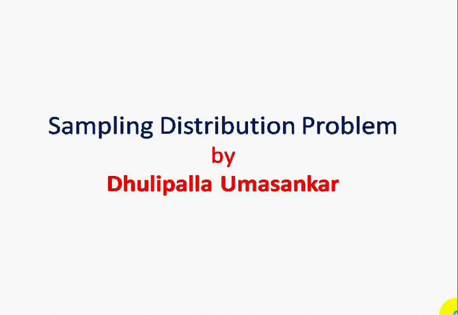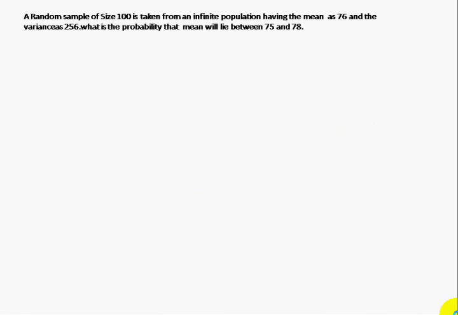Today we are going to discuss a sampling distribution problem. A random sample of size 100 is taken from an infinite population having the mean as 76 and the variance as 256. What is the probability that the mean will lie between 75 and 78? That is the problem he is asking.